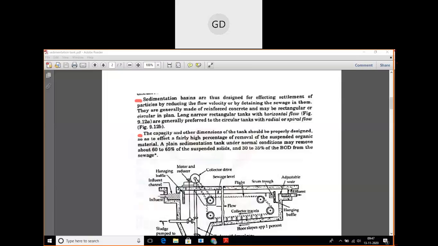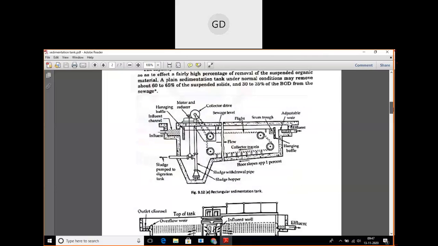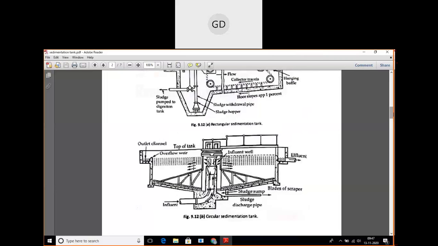Also, a plain sedimentation tank under normal conditions removes about 60 to 65% of the suspended solids. You can remember this slide. Under normal conditions, how much suspended solids does a sedimentation tank remove? It removes 60 to 65% of the suspended solids and 30 to 35% of the BOD from the sewage. This line is important. So basically, this is the diagram of a rectangular sedimentation tank, and this is a circular sedimentation tank.